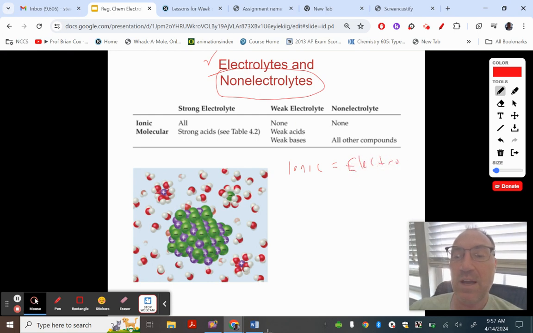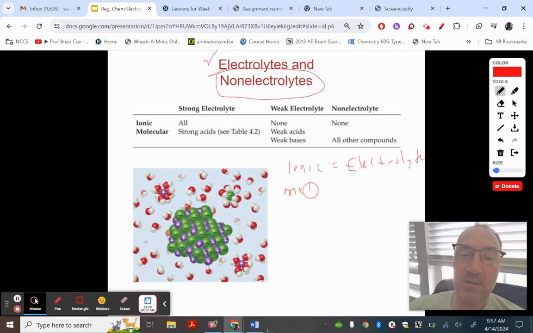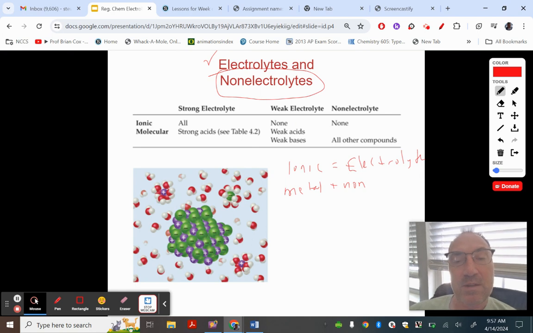What I mean by an electrolyte or ionic is that it has to be made with a metal, one from the left, and a non-metal. Do you remember on the periodic table where to find the metals and where to find the non-metals? That's how you figure out if it's an electrolyte.